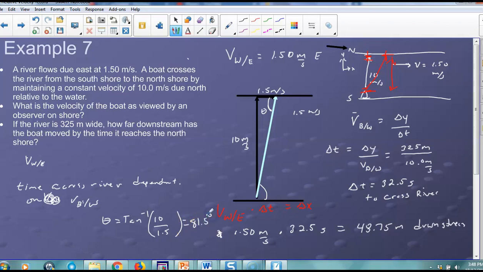81.5 degrees, and that's from the bank. And we also know that the bank is running in this direction to the east. So this would be north of east from the bank.